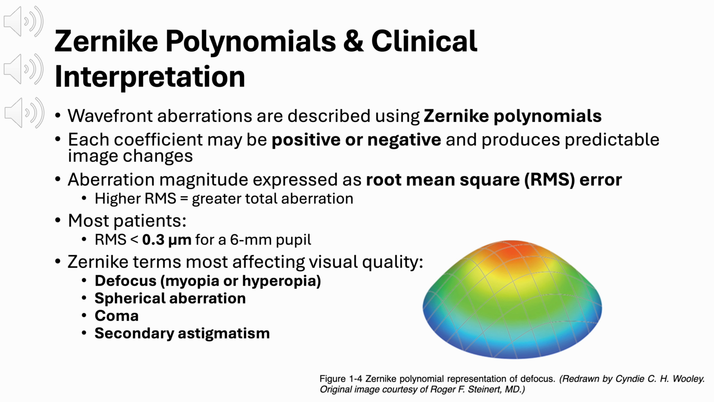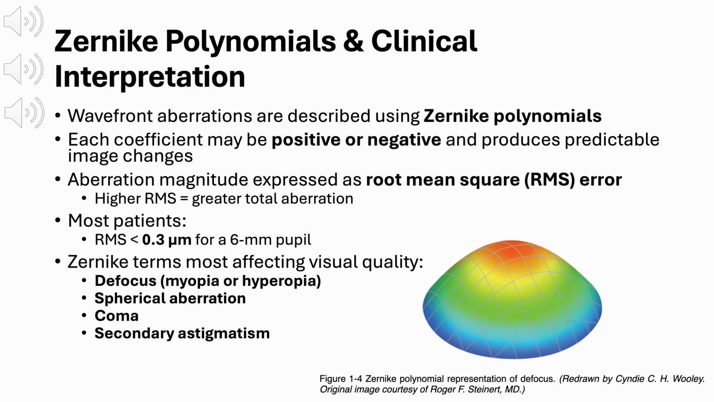Zernike term looks like, specifically defocus. You can think of this surface as a map of how the wavefront is shaped as it exits the eye. The height and color represent how early or late light is arriving at different points across the pupil. When the surface is shaped like a smooth dome, as shown here, that pattern corresponds to defocus. In practical terms, this is what myopia or hyperopia looks like in wavefront space. The entire wavefront is uniformly too steep or too flat, rather than being twisted or irregular.